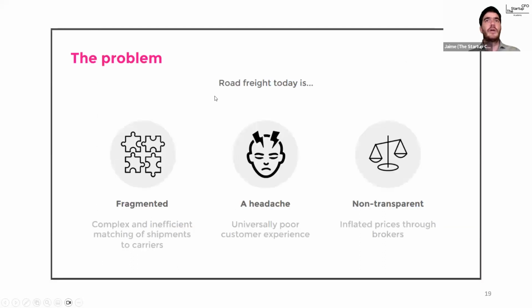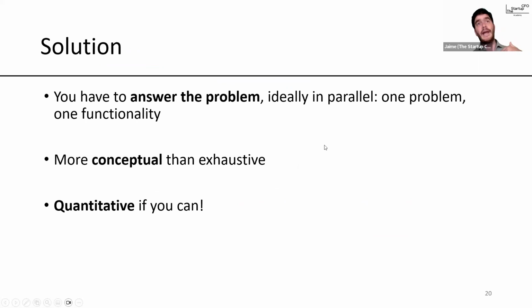And this is, for example, in on-track. Road freight today is fragmented, a headache, and non-transparent. Again, like the 3 messages, it works very, very well. So now we have to answer that problem and find the solution. So ideally, and this again goes with the parallel messages, you answer each problem or each part of the problem with one functionality.